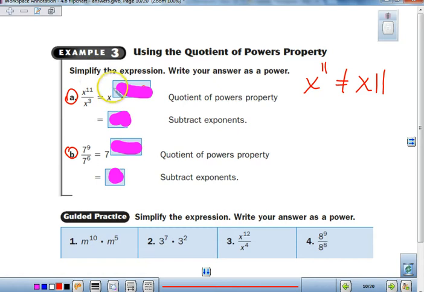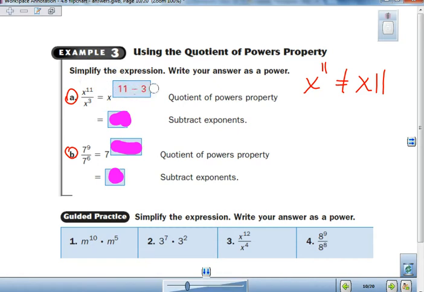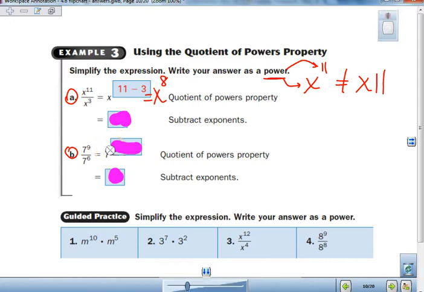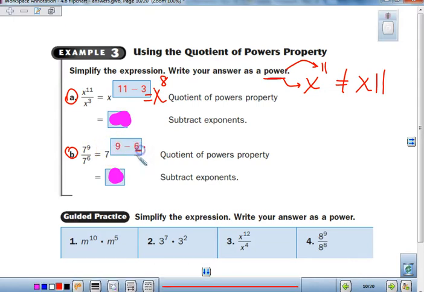So our rule says we are going to subtract our exponents. So we're going to take 11 minus 3, which is actually going to give us x to the 8th power. This is our answer as a power. Remember, a power has a base and an exponent. If we look at our second example, b, 7 to the 9th divided by 7 to the 6th. We're going to take 9 minus 6, which actually gives us 7 to the 3rd.